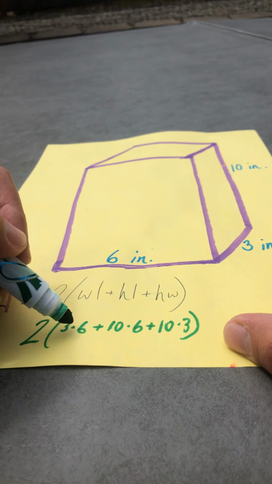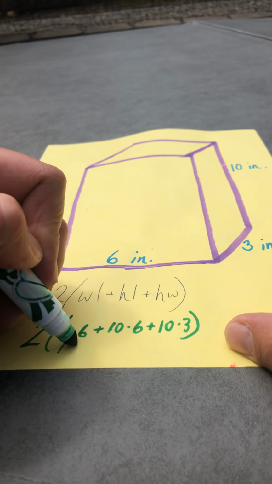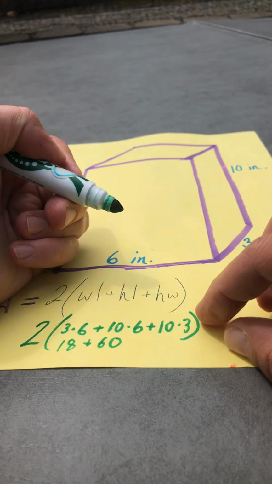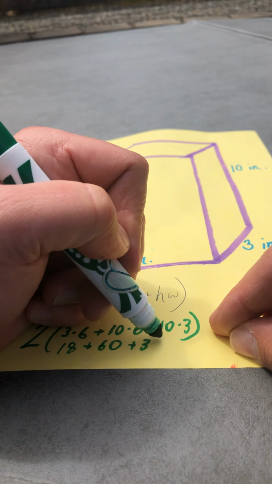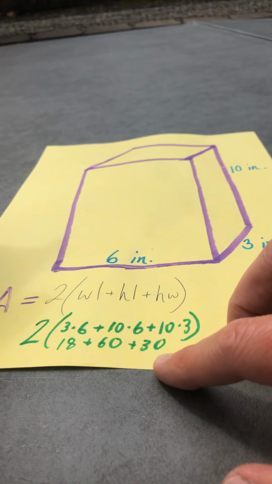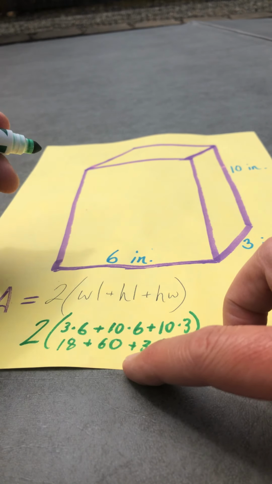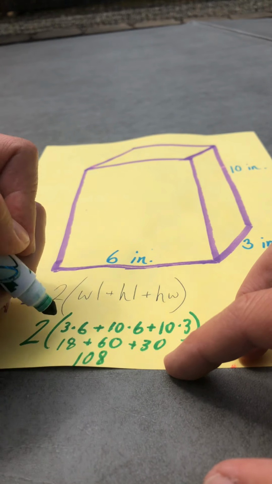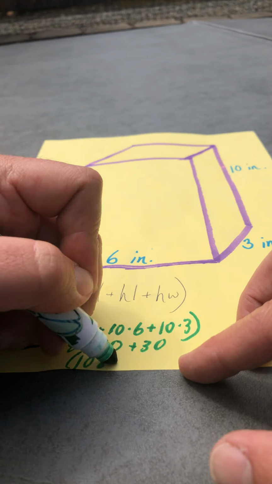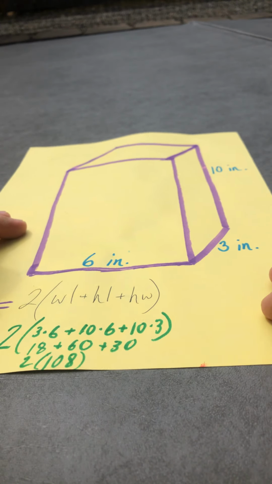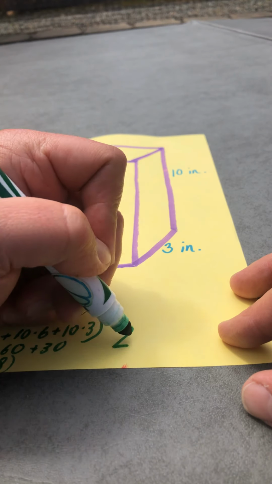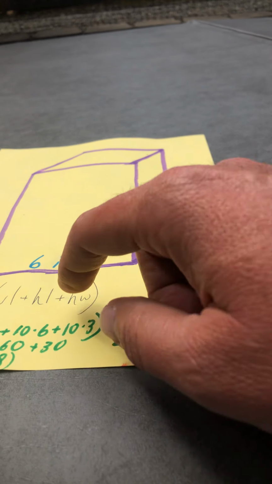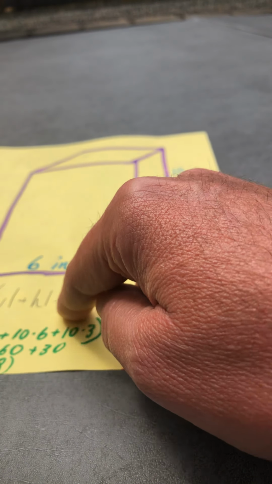Then do your math. 3 times 6 is going to be 18. 10 times 6 is 60. 10 times 3 is 30. Add those all together. Okay, and you're going to get 108. And then remember, I have to multiply by 2 here. 2 times 108 is going to give me 216. And since this has to do with area, I just had to deal with 2 variables at a time.